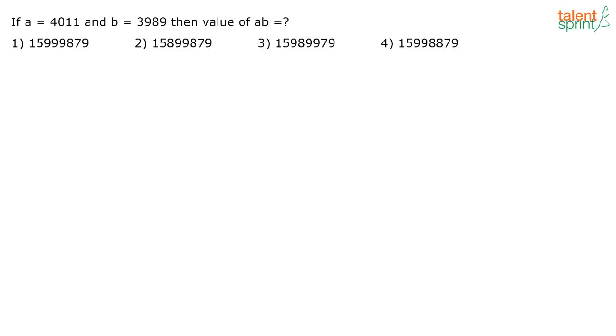Next. A is equal to 4011, B is equal to 3989. Then the value of AB is dash. See, the easier way, first look at these numbers. Do you find anything, will you be able to split these numbers in some way so that you can take it to the form of an algebraic identity? See, here, what is 4011? It is nothing but 4000 plus 11. This is nothing but 4000 minus 11.